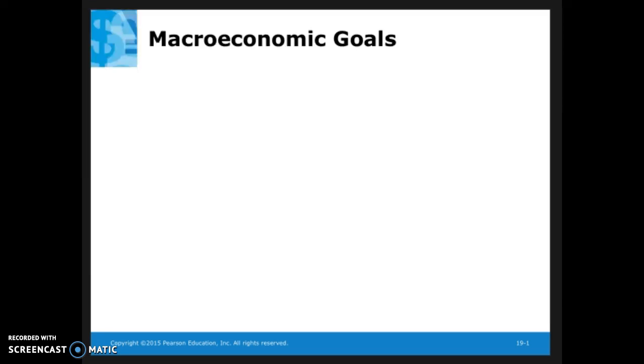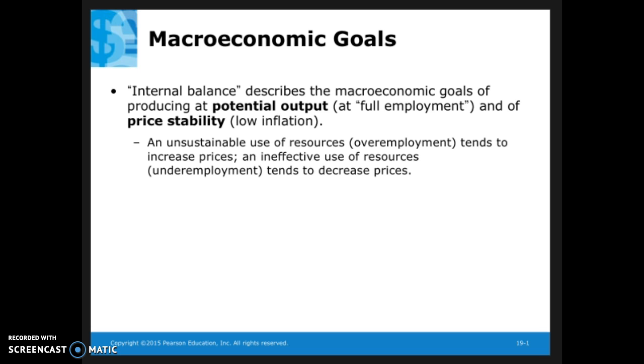Okay, class. Today we're going to be talking about macroeconomic goals and some bigger picture things. So, there's this thing called the internal balance, and it describes macroeconomic goals of producing at potential output, or what's called full employment, and of having price stability, or low inflation.